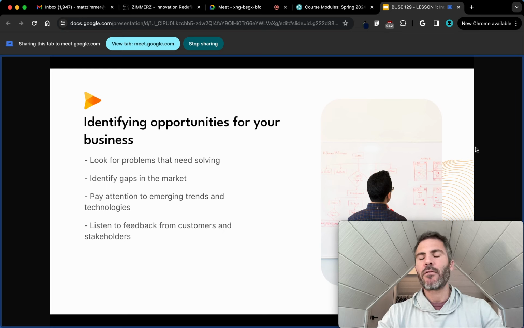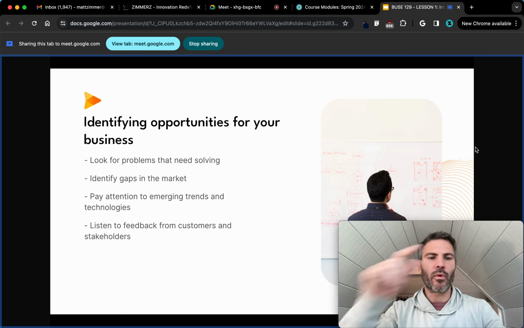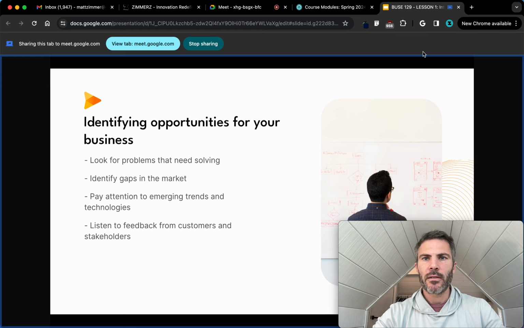So we're trying to identify gaps in the marketplace that other people are not pursuing, and we want to think about how we fill those gaps. How do we fill those needs? How do we produce something that allows a person to hurdle from one side to the other?